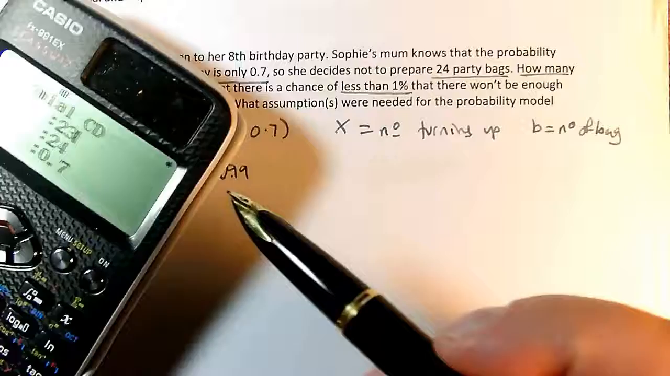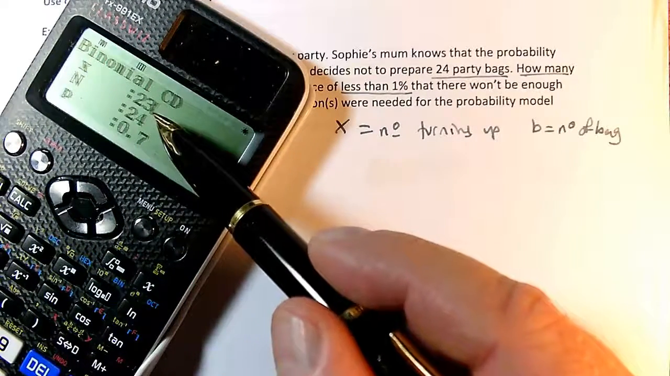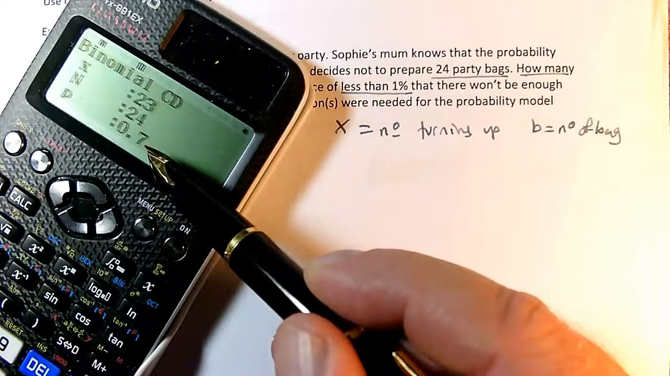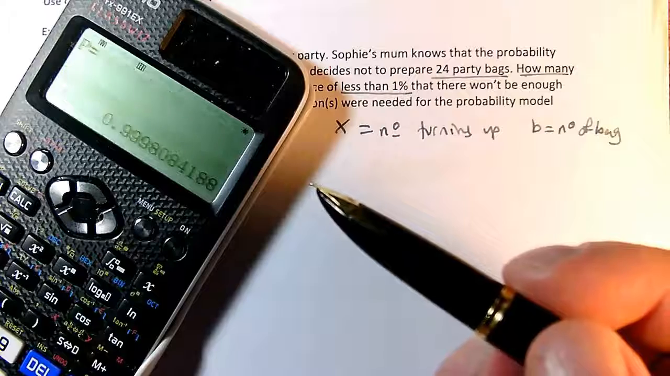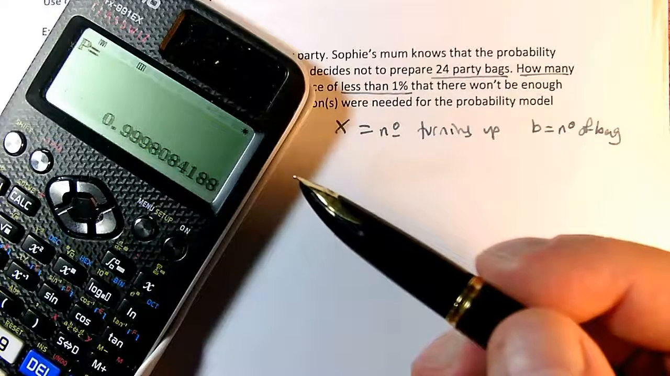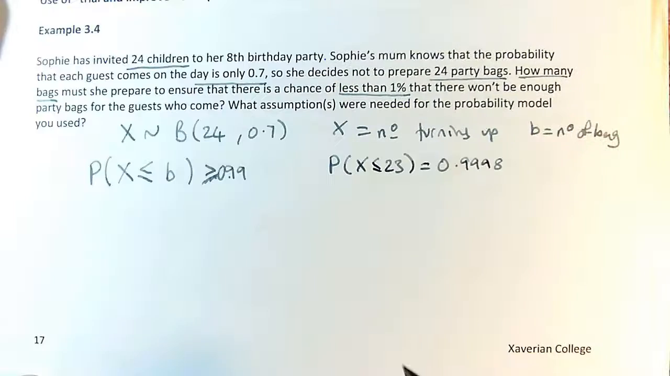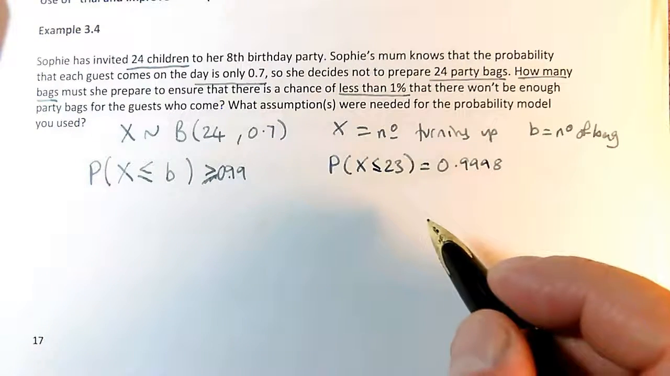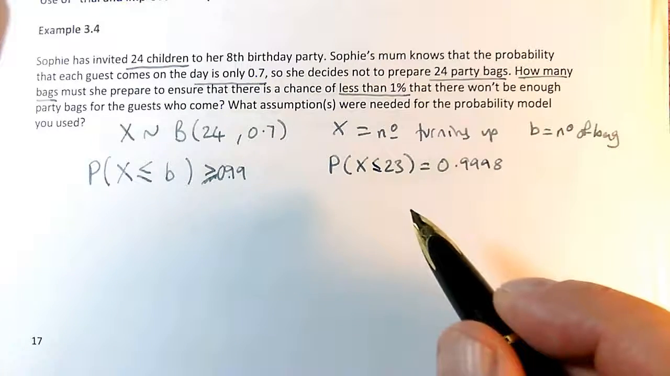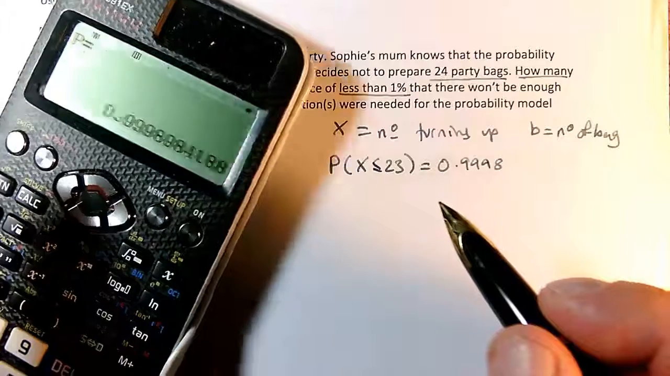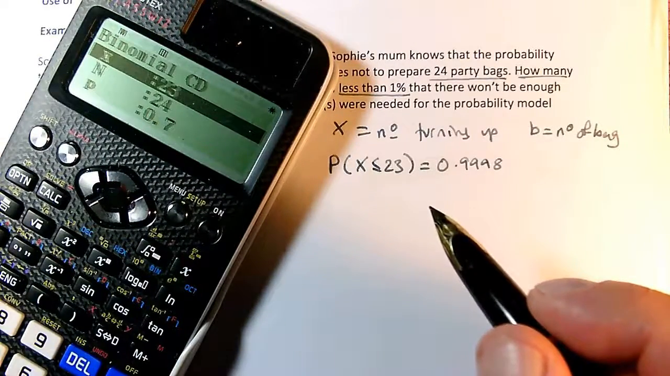So if I thought that maybe 23 bags would be enough, I'd say 23 bags, n is 24, p is 0.7. The probability of being less than or equal to 23 is this, which is more than 99%, so she would be okay. So I can simply repeat this again. This is trial and improvement. There's no quicker way to do this than trying out values, though I can speed up the process on my calculator. Rather than just trying out, I could try out 22 next and so on.